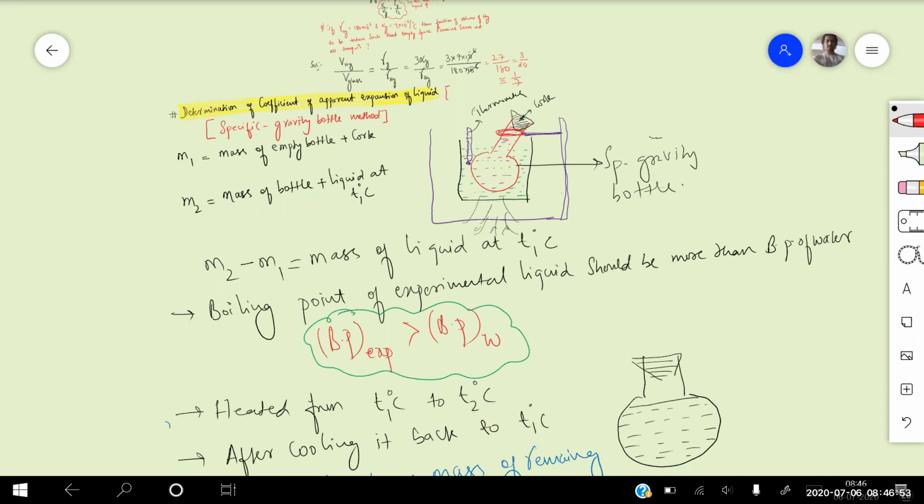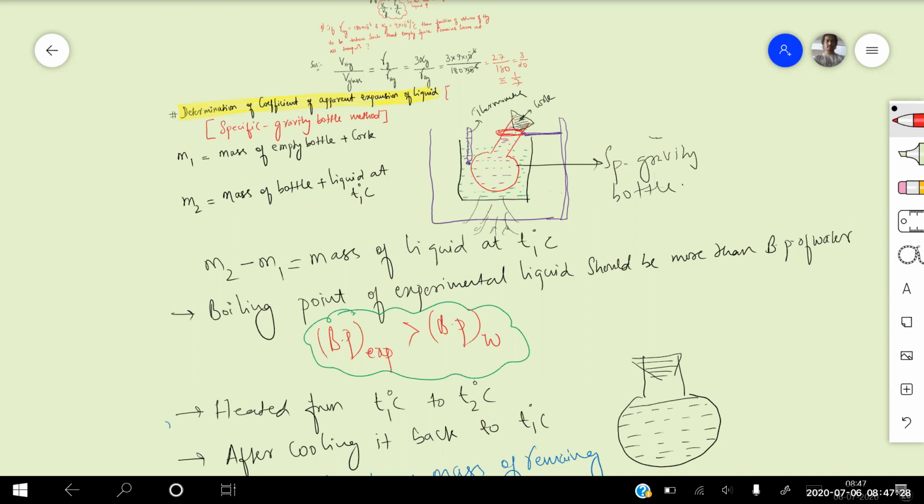So in the initial condition, before filling the water in the specific gravity bottle, I'm giving the namings. M1 is nothing but the mass of your empty bottle plus your cork. Cork plus empty vessel, your mass is given as how much for me? M1. Then we are filling the specific gravity bottle with water. So mass of the bottle plus liquid at T1 degree centigrade is how much for me? M2. So M2 minus M1, if I'm writing, that is nothing but mass of liquid at what temperature? T1 degree centigrade. Am I audible, beta?